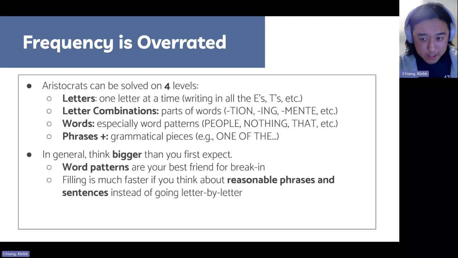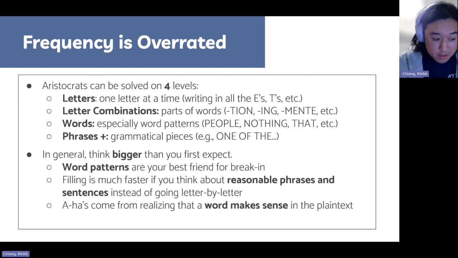Filling in is related to that. If you think about phrases and sentences and words instead of letter by letter, filling in can go a lot faster because you can predict what the next word is, right? So just be thinking about, okay, what am I writing down and does it make sense? Same idea with Ahas: does the word that I'm guessing in this spot actually make sense in context?